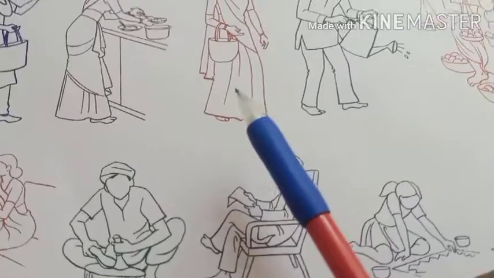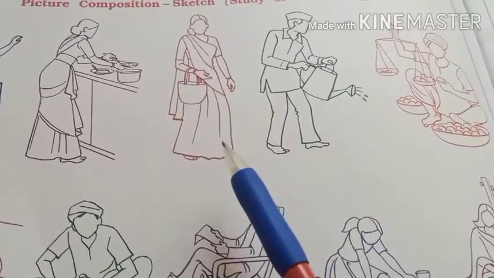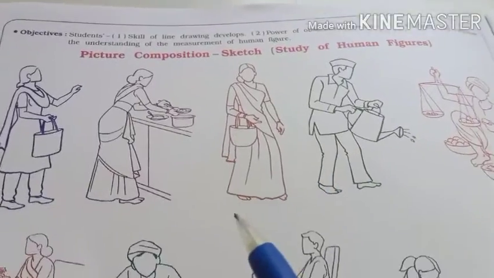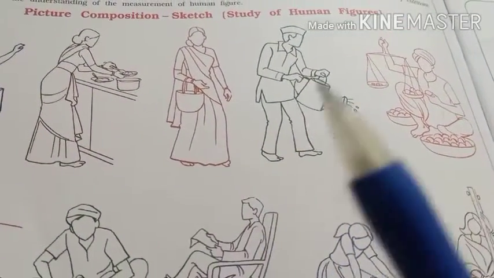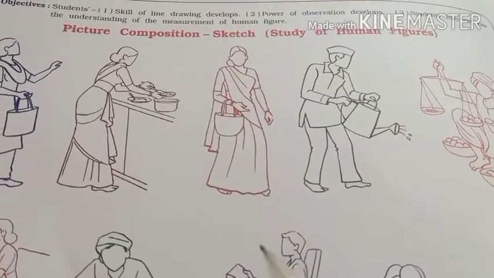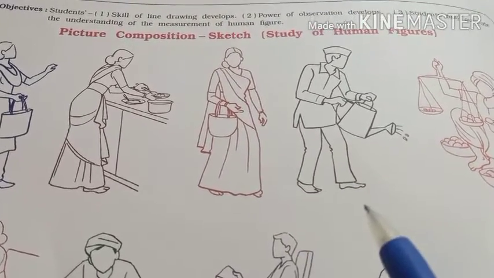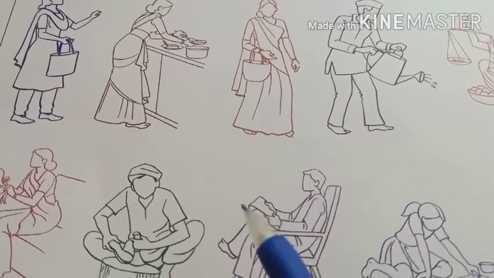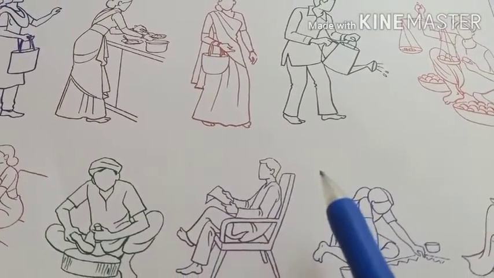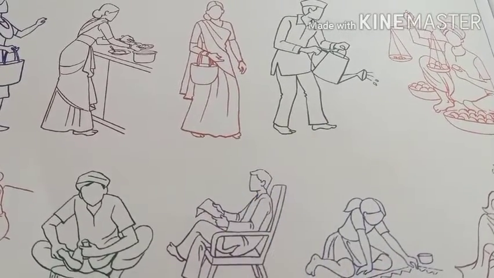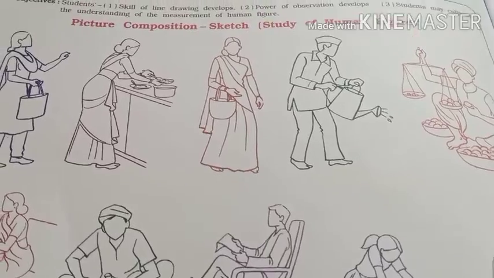And make the portrait sketches of persons performing three different activities in the blank space given on page number 9. It is necessary to draw the sketch in less number of lines. The sketch is to be done in such a way that the measurement of human figure is maintained. Do not use color or sketch pen. Okay? So let's start.